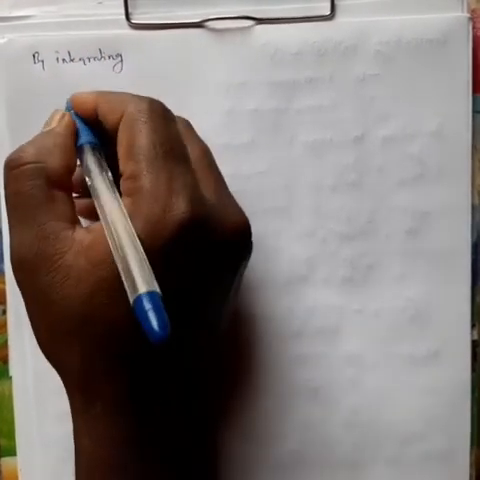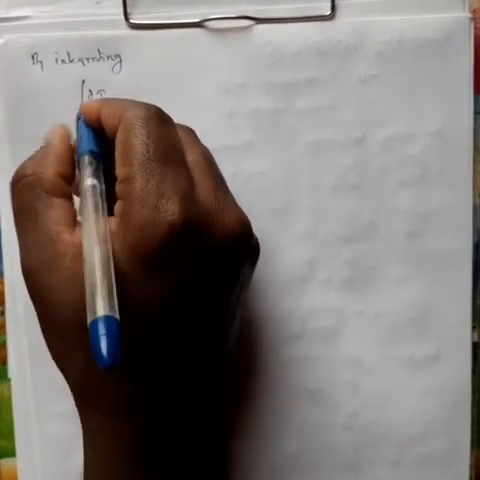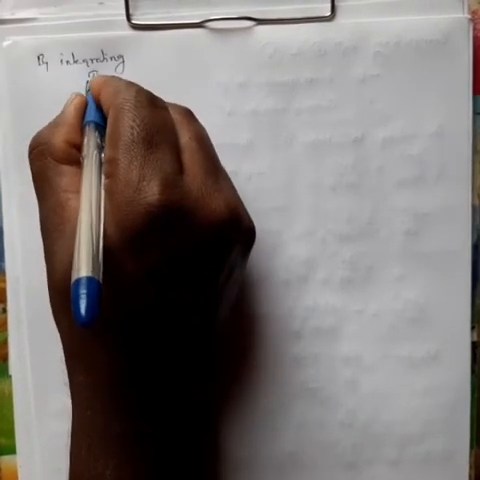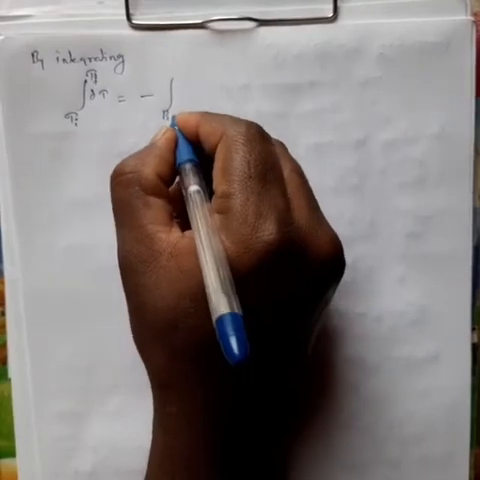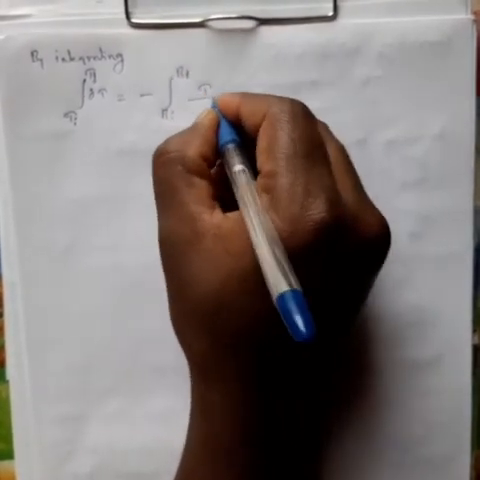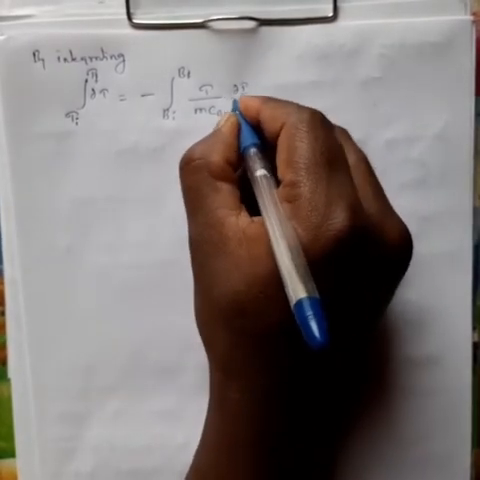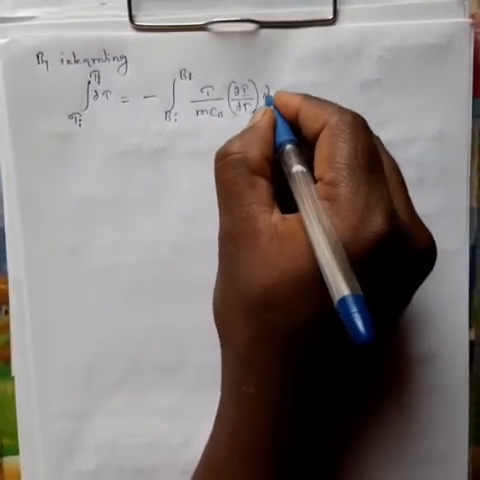If we move further, by integrating on both sides, on the left hand side we get the integration of dT from the initial temperature to the final temperature, which is equal to minus the integration from B_i to B_f of T divided by M C_B into (∂I/∂T) at constant B into dB.